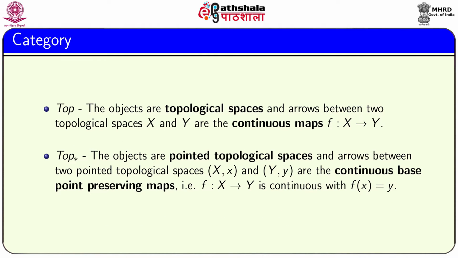Another example is from the topological spaces. We denote the category by Top, where the objects are topological spaces, and the arrows between two topological spaces X and Y are the continuous maps f from X to Y, and of course, the composition is the composition of maps.